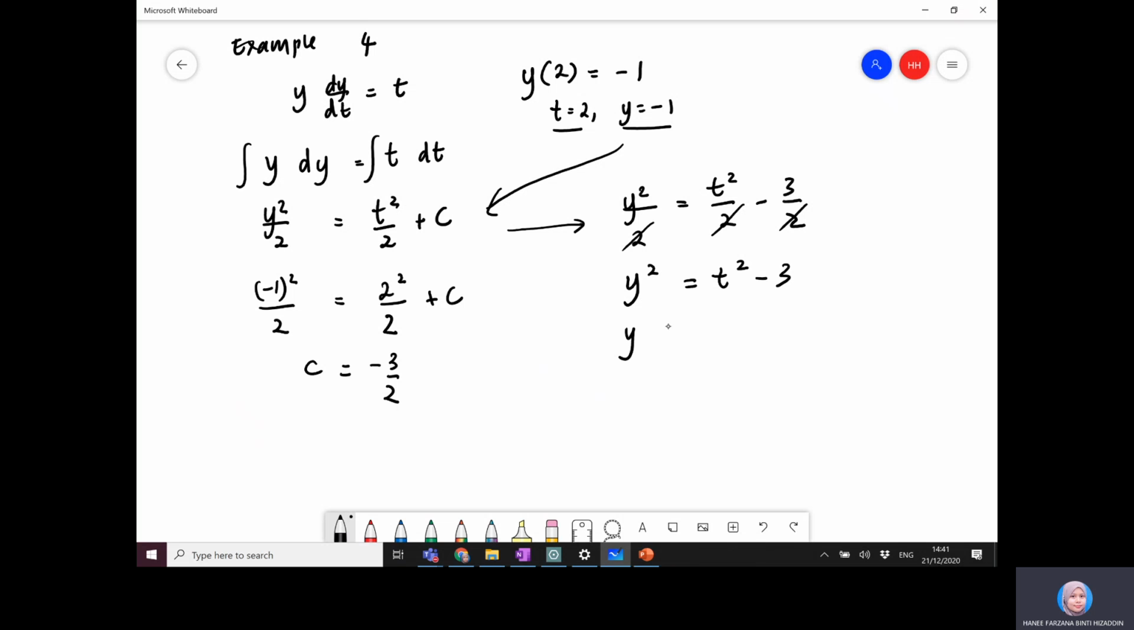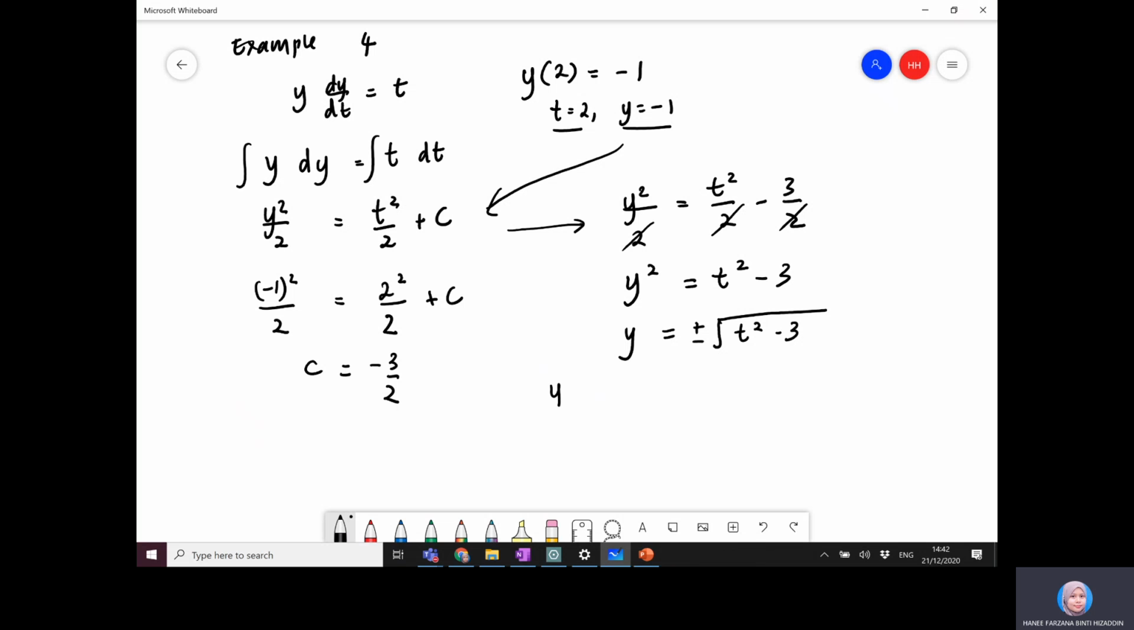So you want y on the left hand side just once and raised to only the power of 1. Okay. So here you have y equals plus or minus the square root of t squared minus 3. So here you have two explicit solutions, but which one is the true explicit solution? So this is where we need to work on it.